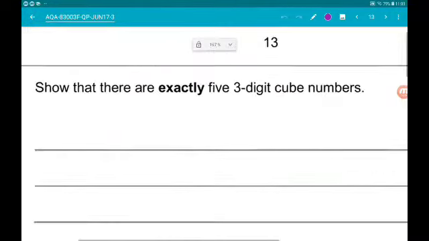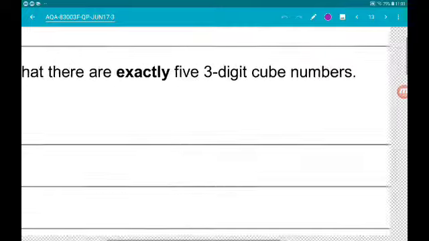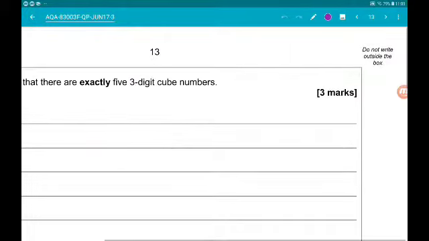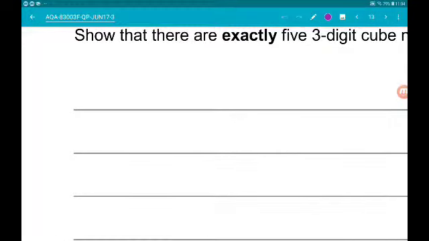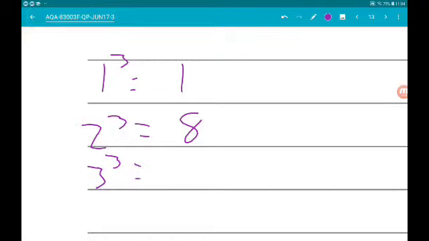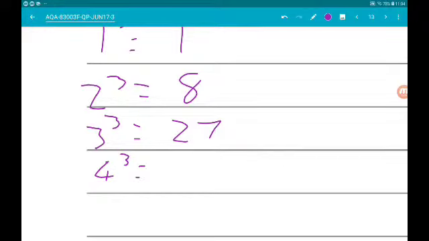Okay, question 15. Show that there are exactly 5 3-digit cube numbers. 3 marks. Okay, so a cube number is a number to the power of 3. So, you can use your calculator. 1 cubed is 1, 2 cubed is 8, 3 cubed is 27, 4 cubed is 64, so we don't care about any of those.